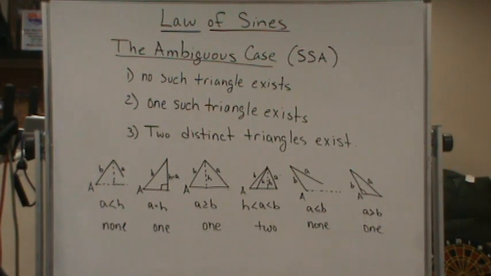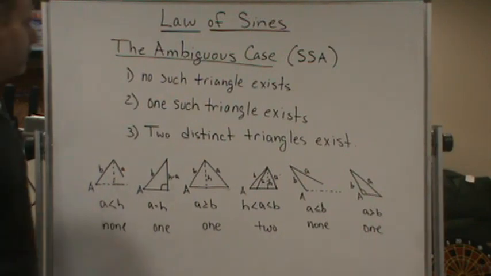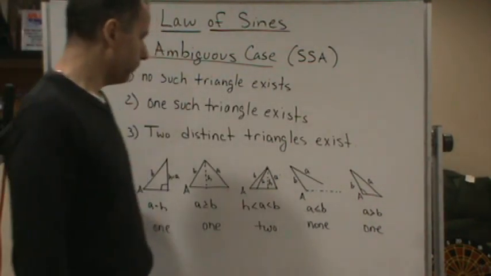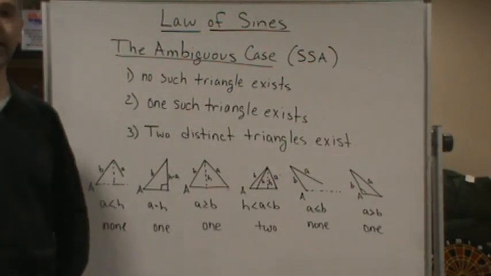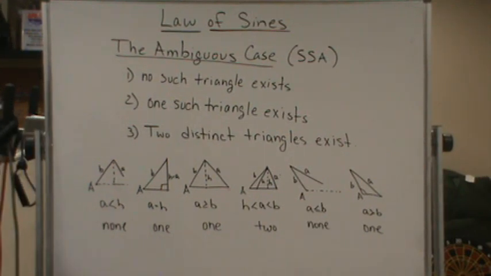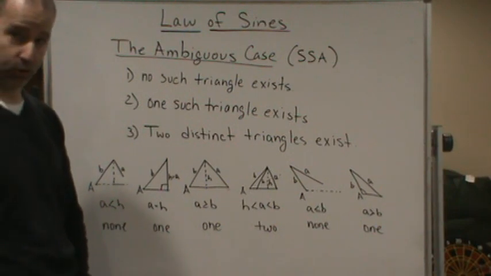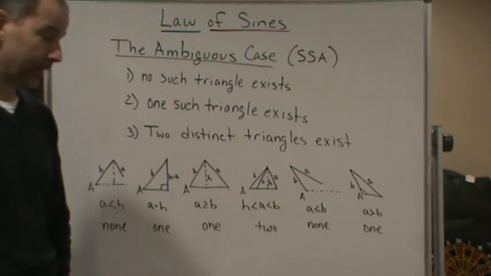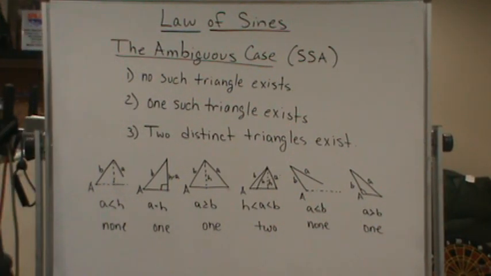All right, welcome back. Now we're going to talk about the ambiguous case. This is side-side-angle. This is where it depends on the relationship between two of the sides and the altitude of the triangle. That's going to let us know one of three things.